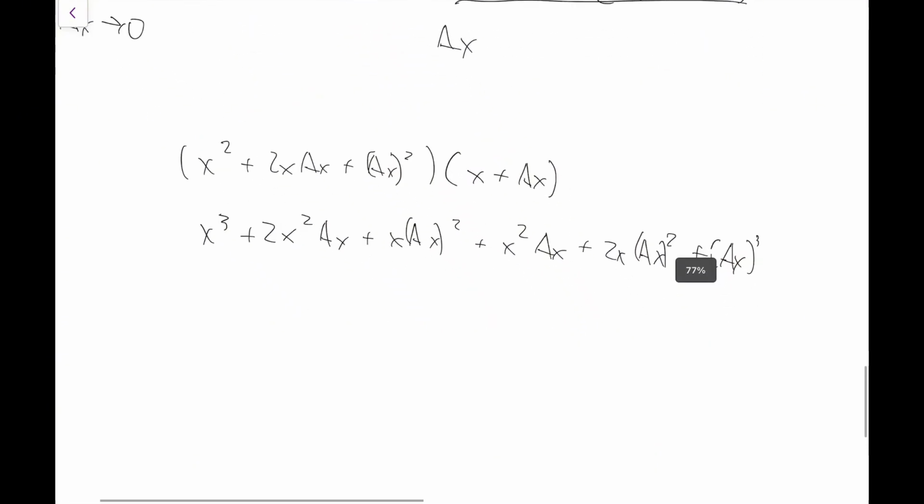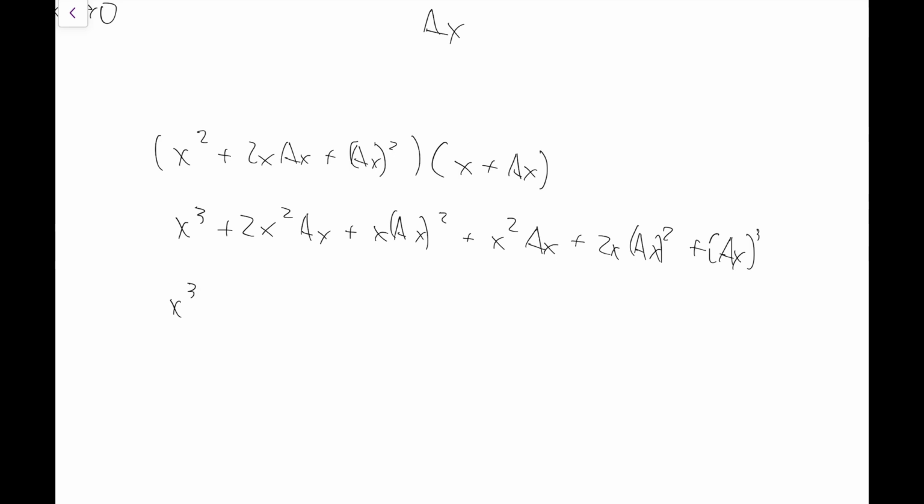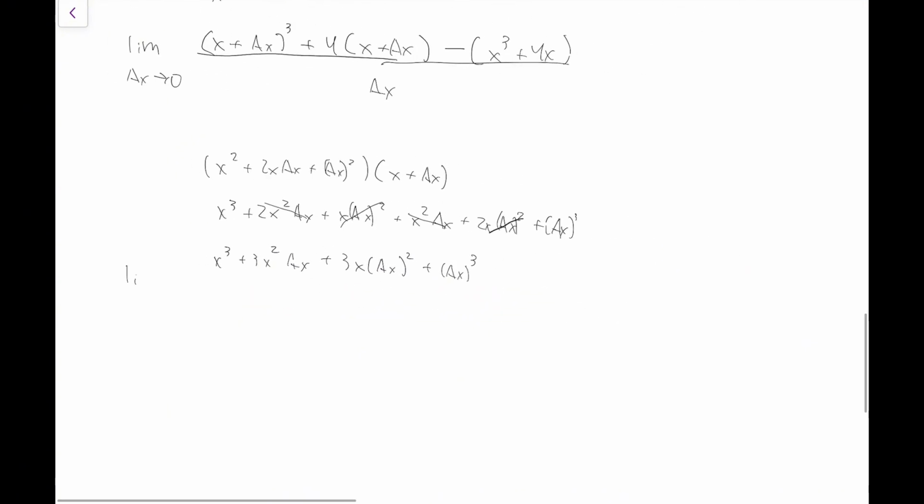After we do all that, we combine like terms. So we'll have x cubed, and after that we have 3x squared delta x, and also 3x delta x squared. And finally, we will have plus delta x cubed. So since we have that, now that'll be the limit. Delta x approaches 0 plus 4x plus 4 delta x, distribute that 4, and now we distribute the negative, minus x cubed minus 4x all over delta x.